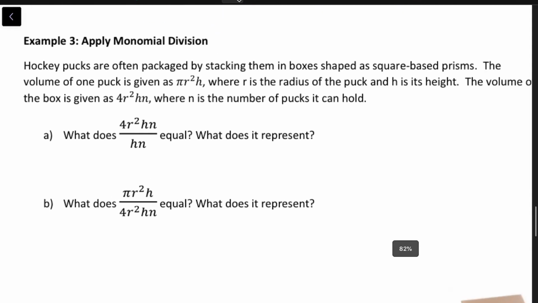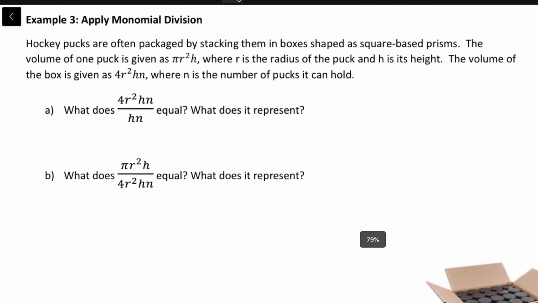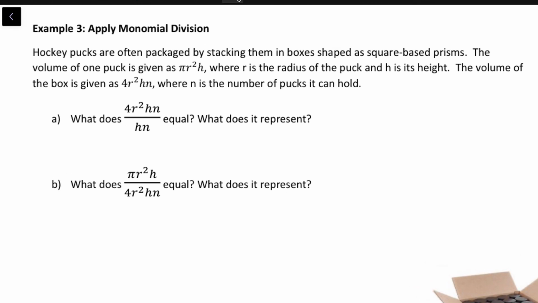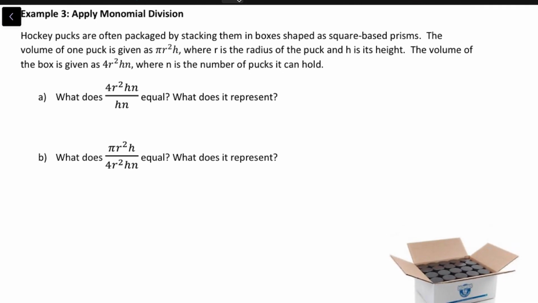All right, last question, word problem. Everybody loves a good word problem. This word problem has hockey pucks, a good Canadian word problem. So we know we're in for a treat. All right, let's take a look. Hockey pucks are often packaged by stacking them in boxes shaped as square-based prisms. Here is an example of one of these boxes full of hockey pucks. The volume of one puck is given as this equation here, pi r squared h.